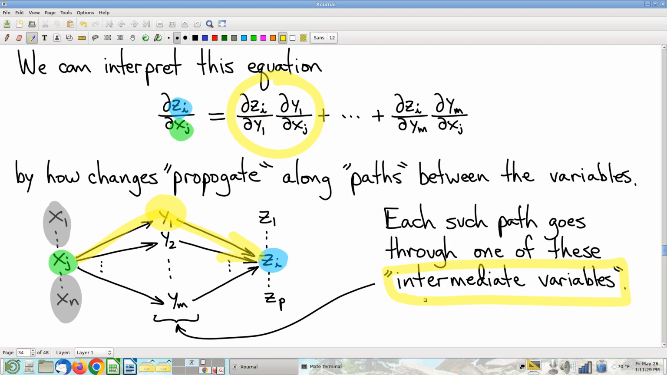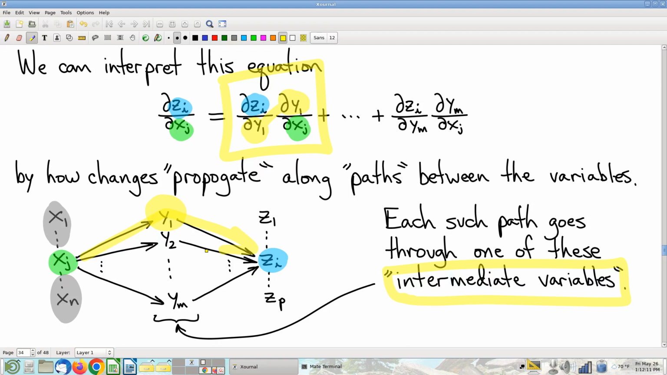So terms correspond to paths, which correspond to intermediate variables, and so you might say terms correspond to intermediate variables. And then I can further color code this. You can see the intermediate variable there and there. You can see the output variable there. You can see the input variable there. I recognize this as being the y1 term, you might call it, because it corresponds to the path of propagation that goes through the y1 intermediate variable.